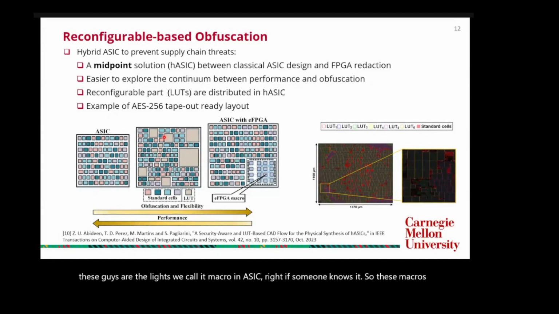So the fact is that if we move from here to here, we have more flexibility and more obfuscation. And if we move from right to left, we have best-in-class performance, but that is the static ASIC; we cannot change the logic anymore. So the hybrid ASIC provides us flexibility, and we can also reduce the intensity of the security, and come up with a midpoint solution where the designer says, okay, I can bear this power, I can bear this area, and I can have this level of security. So this was the technique.